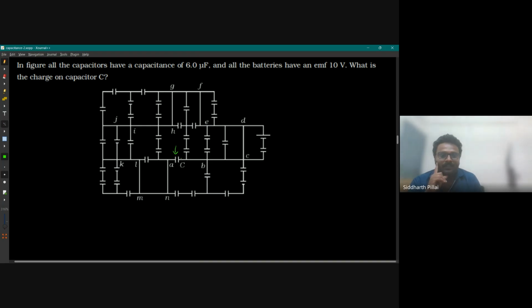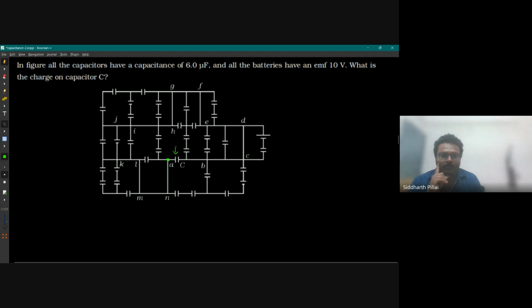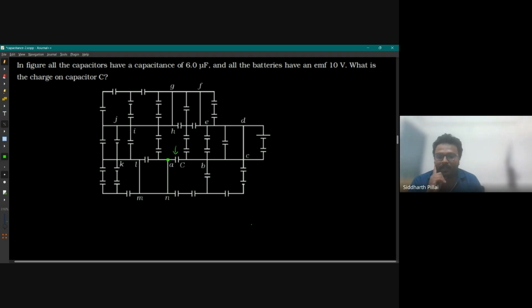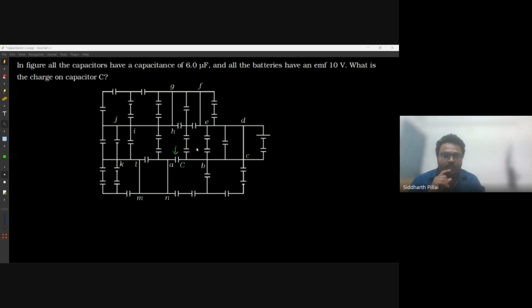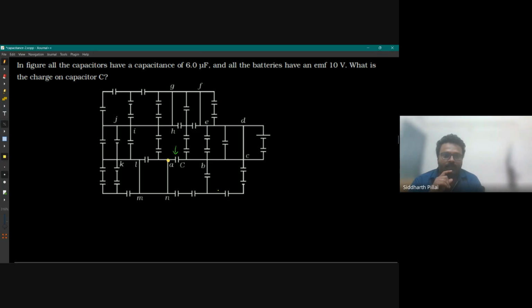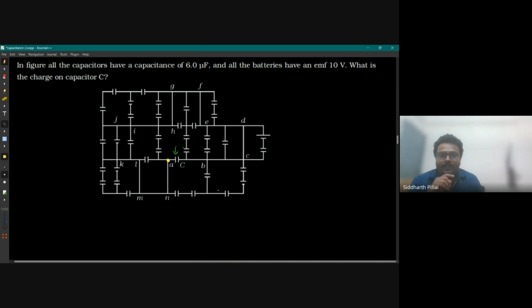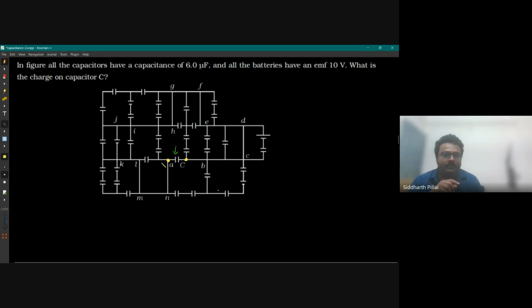If I look at A, this is one terminal of the capacitor which we require, right? Let's use a different color for this. Let's use yellow, I suppose. So this is one end, and this is the other end of the capacitor, right? So let's say here the potential is A, or let's say X. We don't reach X, right?